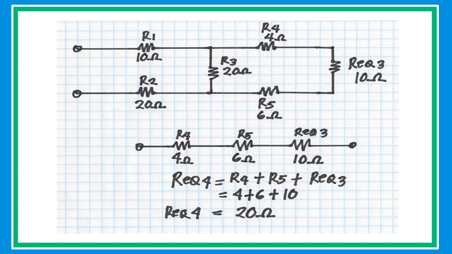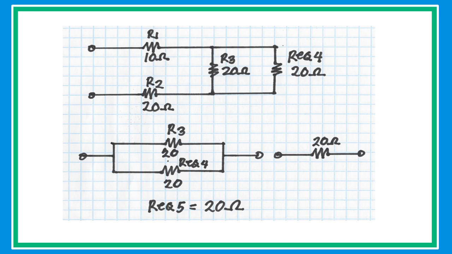In this new circuit, R4, R5, and R equivalent are connected in series. Given that they are connected in series, just simply add the 3 resistors R4, R5, and R equivalent. Then substitute the value to have the equivalent resistance of 20 ohms. Collapse the circuit and redraw again to simplify.